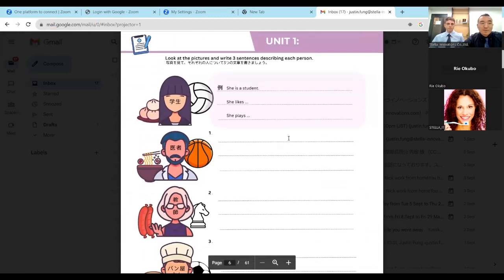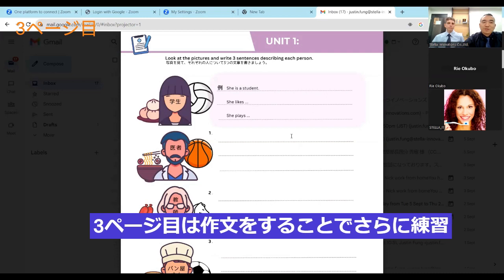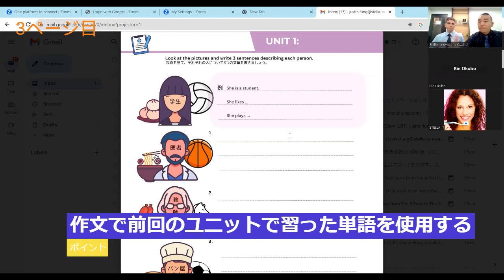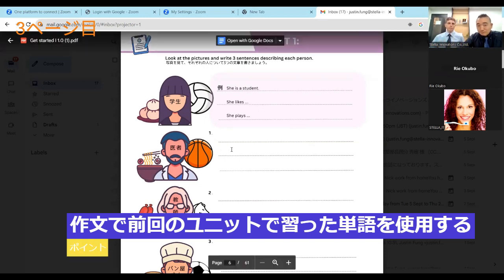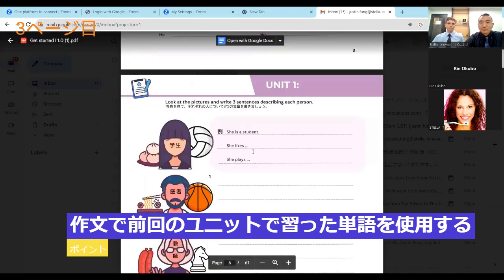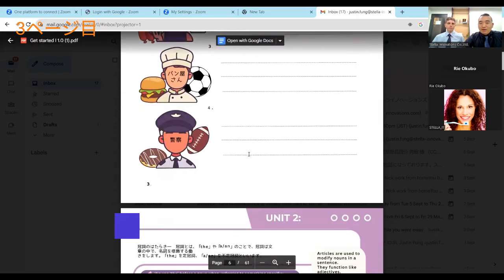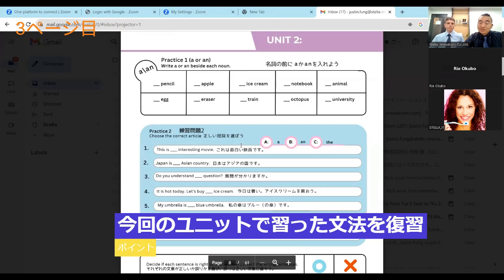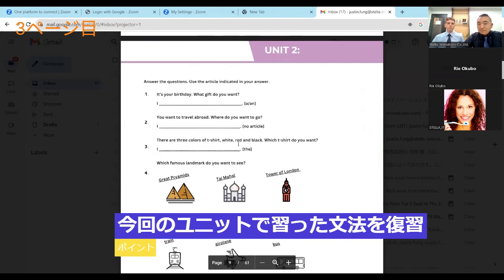All right. And finally, the third page is the production page, which is a more in-depth exercise that requires the students to use language covered in previous units and to produce the language covered in the unit with full sentences like we have here. Okay? And each of our units follows this pattern so that there is some sort of consistency.